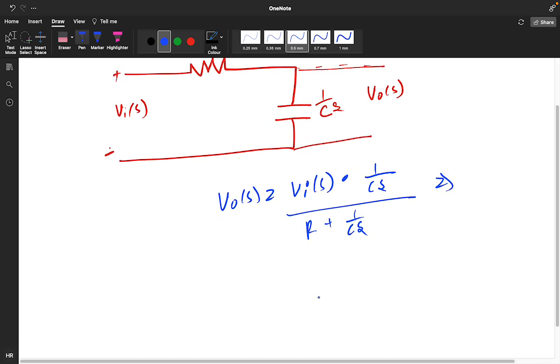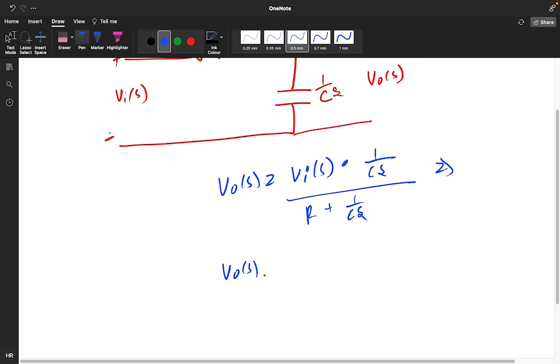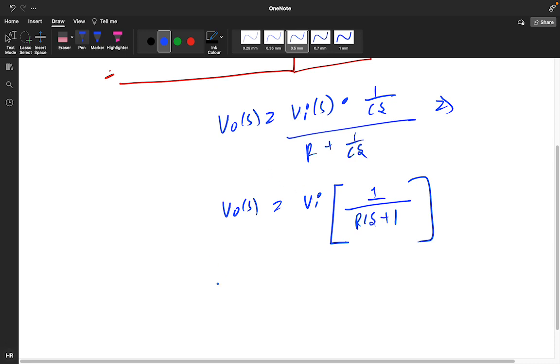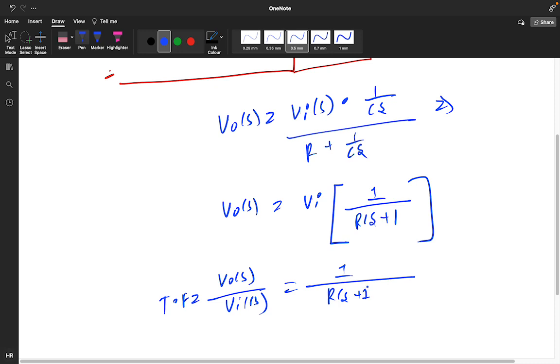So what you will get? V naught of S is equal to Vi into 1 divided by RCS plus 1. Bring this to this side: V naught of S divided by Vi of S. This is known as a transfer function. Output by input in a Laplace transform is known as a transfer function. And what you are getting? 1 divided by RCS plus 1. Basically S is what? Your j omega.